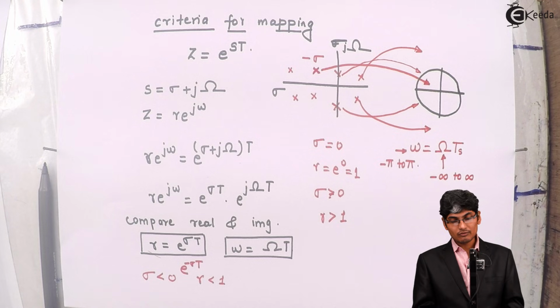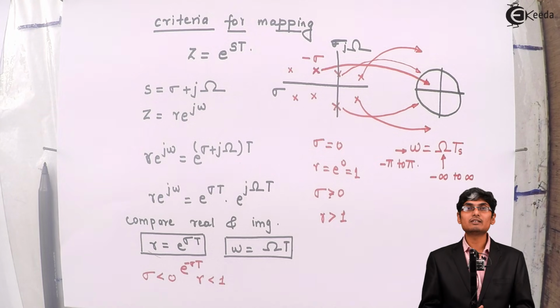So this is how we find that the impulse invariance method satisfies all the criteria for mapping an analog filter to a digital filter. Thank you.